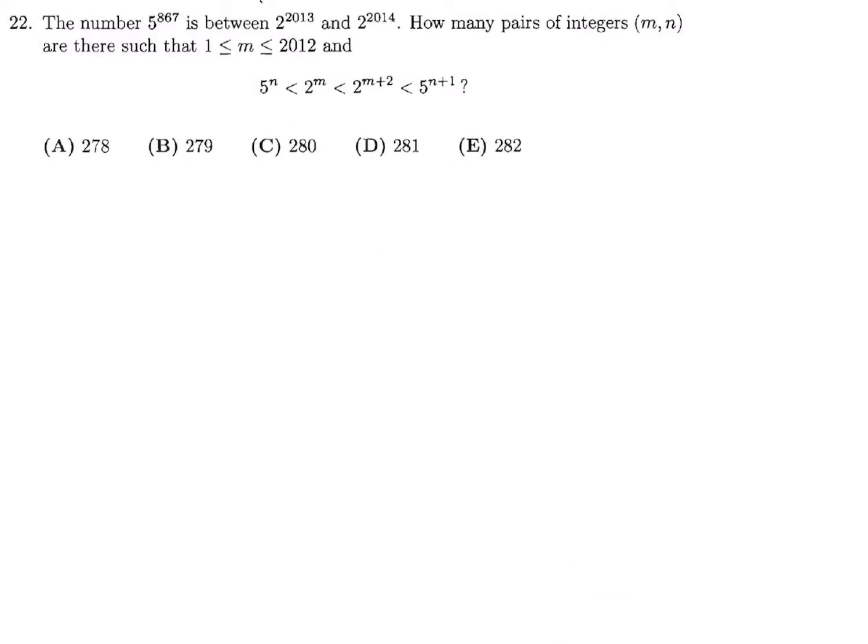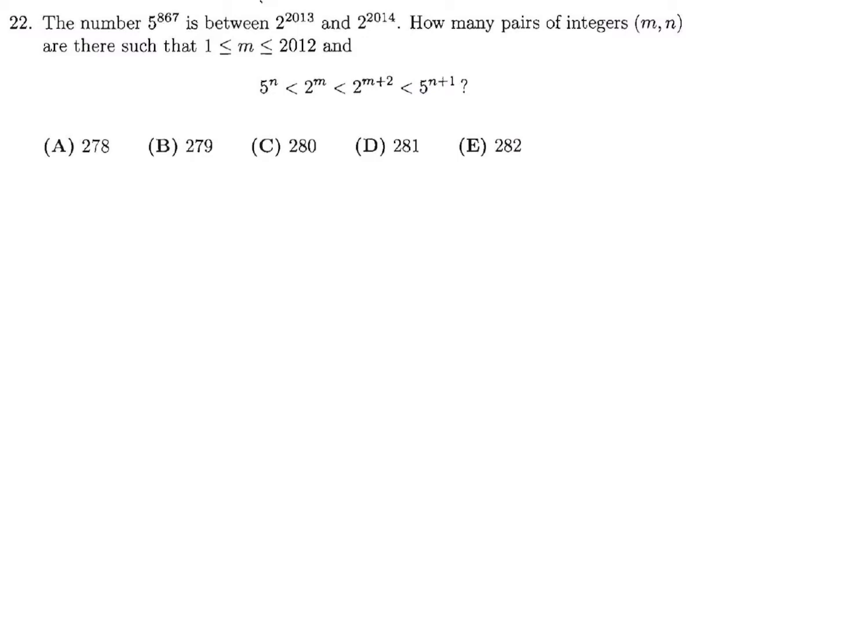The number 5 to the power of 867 is between 2 to the power of 2013 and 2 to the power of 2014. How many pairs of integers (m, n) are there such that m is between 1 and 2012 inclusive, and 5 to the power of n is less than 2 to the power of m, less than 2 to the power of m plus 2, less than 5 to the power of n plus 1.